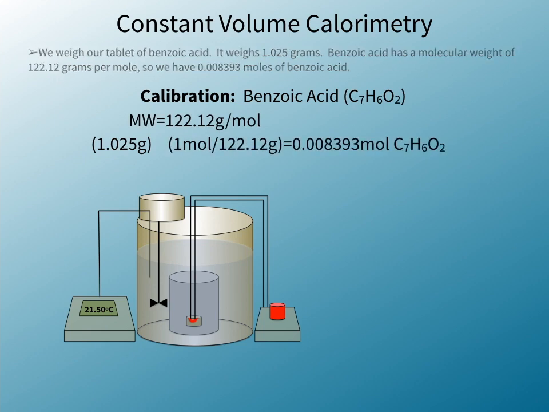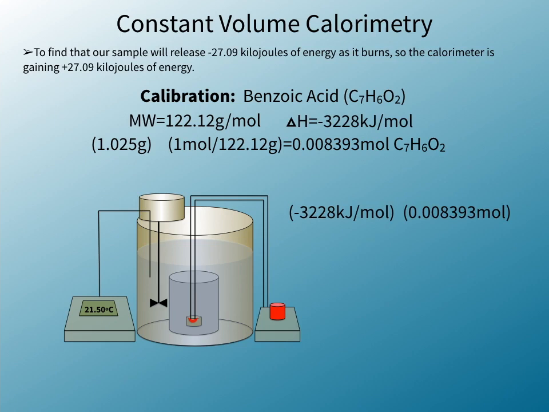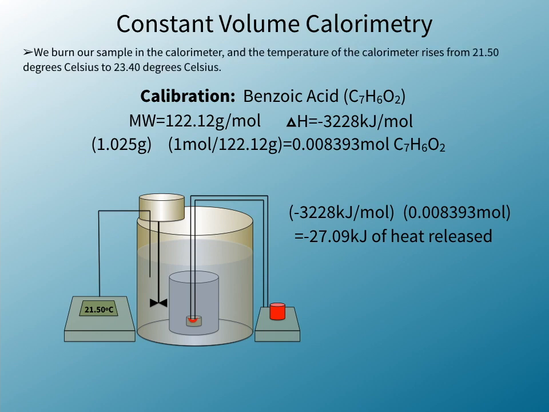Benzoic acid has a molecular weight of 122.12 grams per mole, so we have 0.008393 moles of benzoic acid. Benzoic acid has a known enthalpy of combustion of negative 3228 kilojoules per mole. We multiply that by our number of moles to find that our sample will release negative 27.09 kilojoules of energy as it burns. So the calorimeter is gaining positive 27.09 kilojoules of energy. We burn our sample in the calorimeter, and the temperature of our calorimeter rises from 21.50 degrees Celsius to 23.40 degrees Celsius.